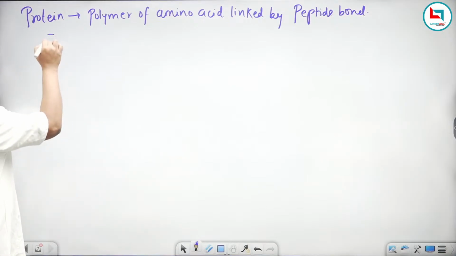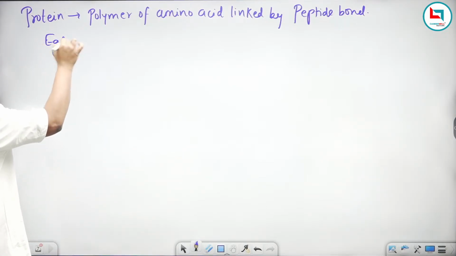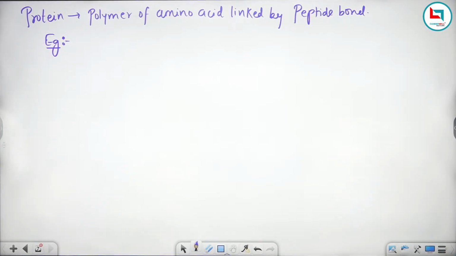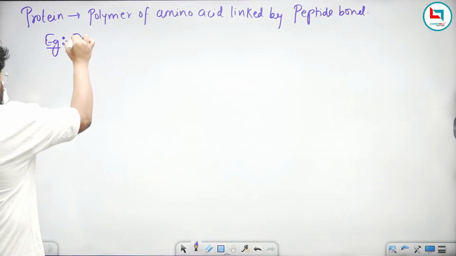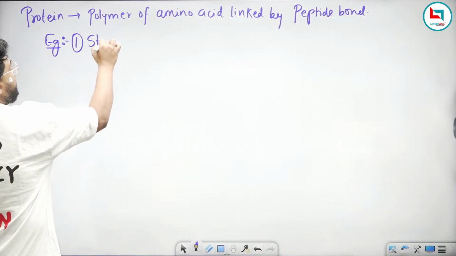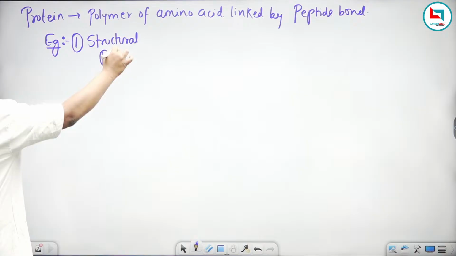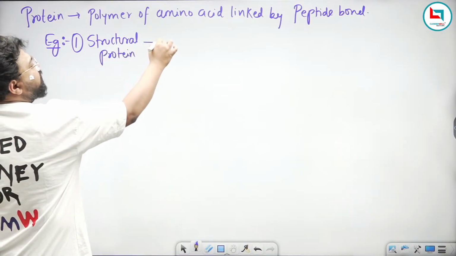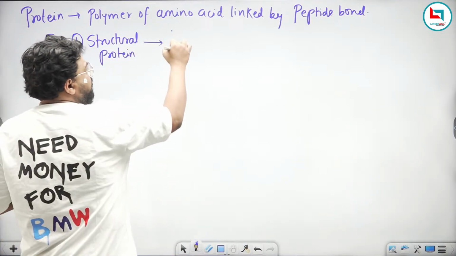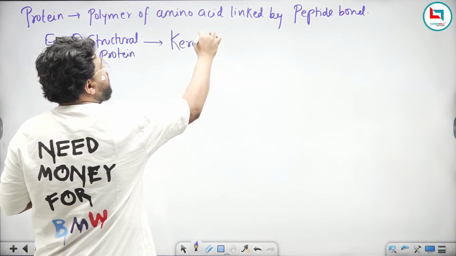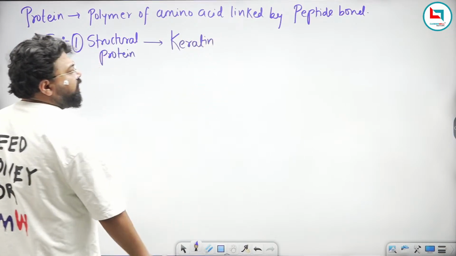So, examples of some proteins. There are different types of protein. We have structural protein, which forms the structure of our body, and the most famous structural protein in the body is keratin.